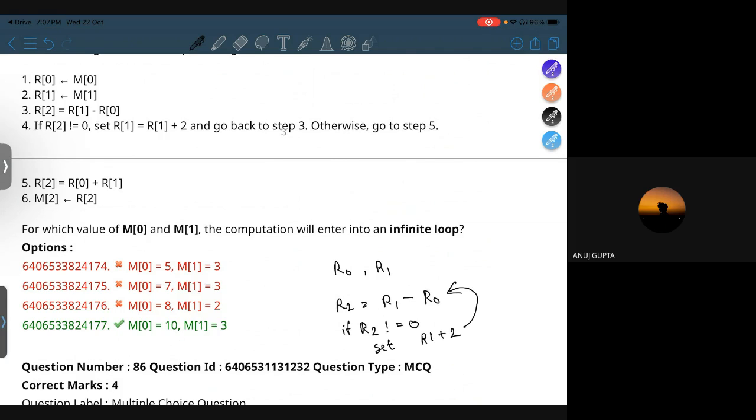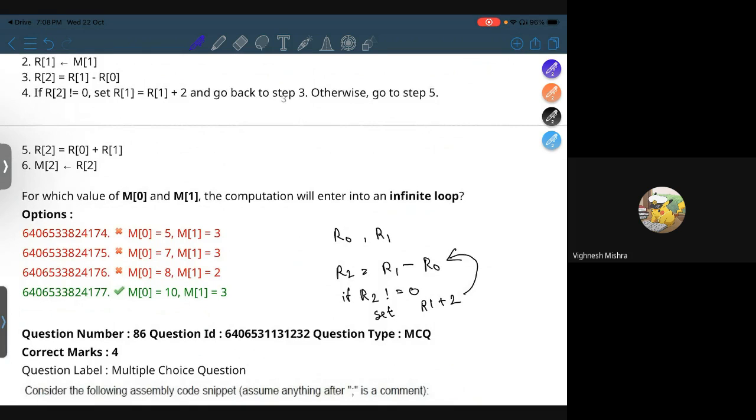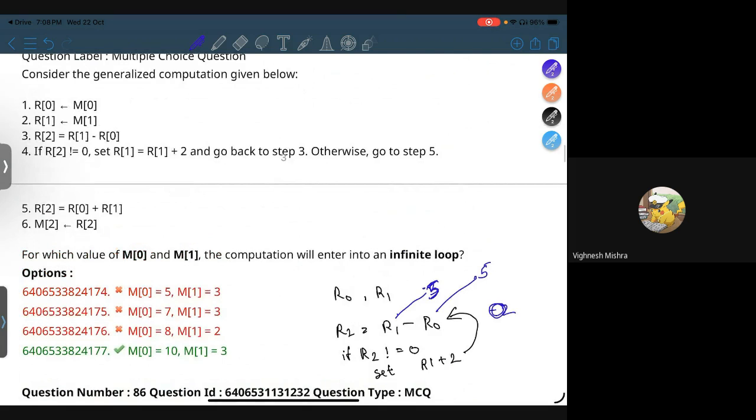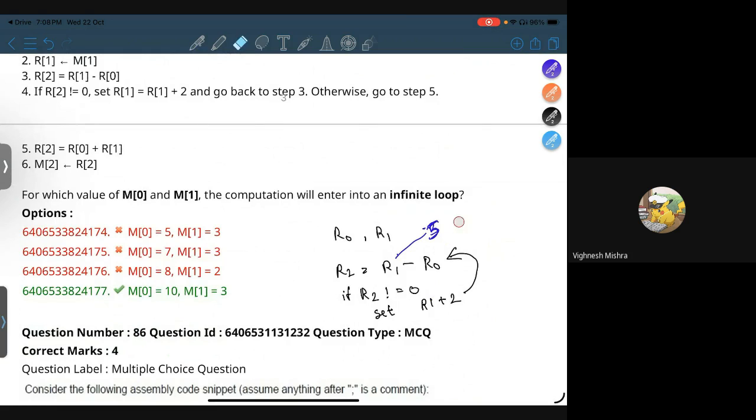So आप वो options या तो manually देखो किसके लिए जा रहा है or we can just simply plug in these values. So if we plug in 5 and 3, so this will be your 3, this is your 5. तो R2 में -2 आएगा. It's not 0, तो R1 को हम +2 करेंगे, which will become 5. Then R2 will be 0, so it will stop here. So it's not the case.